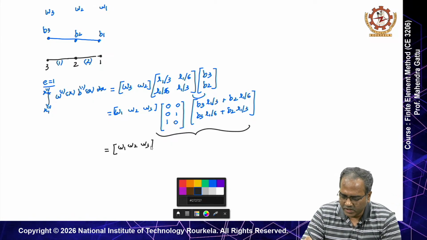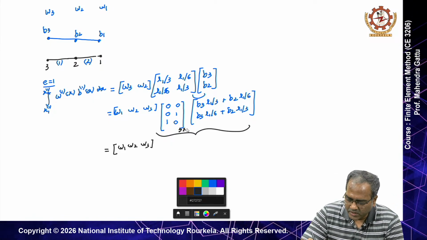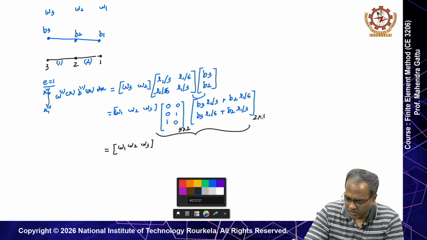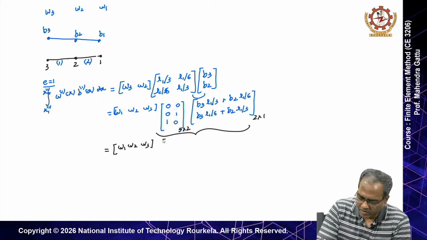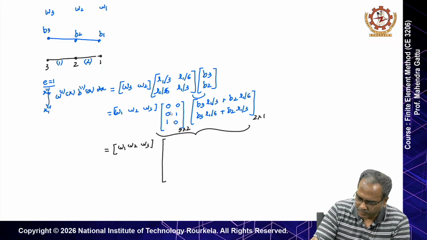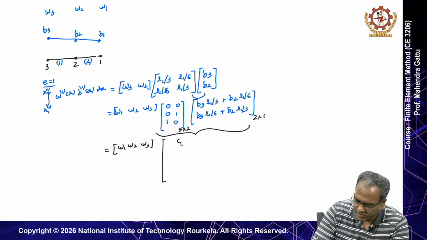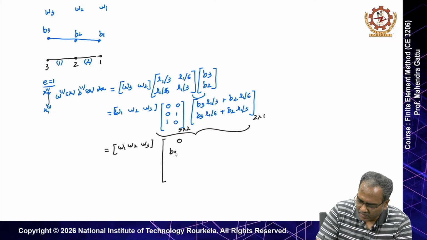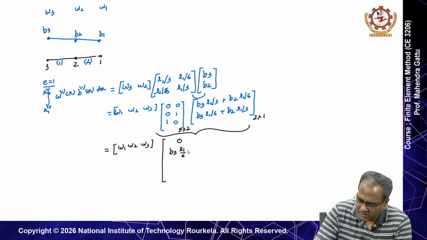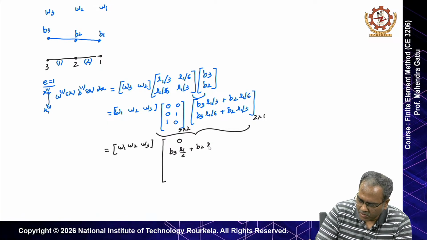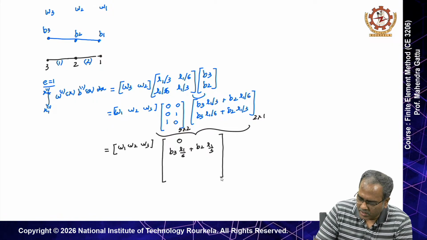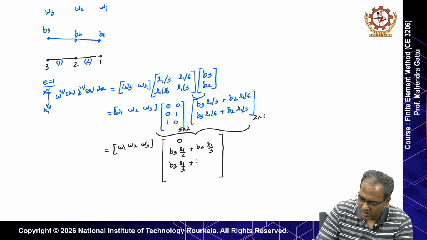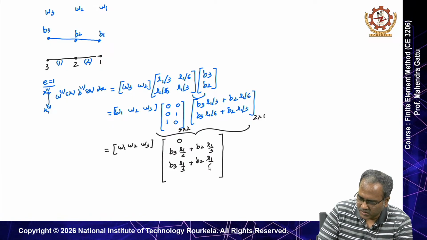So this is a 3 by 2 matrix, 3 rows 2 columns, and this is 2 rows 1 column. So you will get a 3 by 1 matrix. So you will get a force vector like this. The first term, the contribution at the first node, will be 0; the second node contribution will be B3 L1 by 6 plus B2 L1 by 3, and the third node contribution is B3 L1 by 3 plus B2 L1 by 6. Okay.